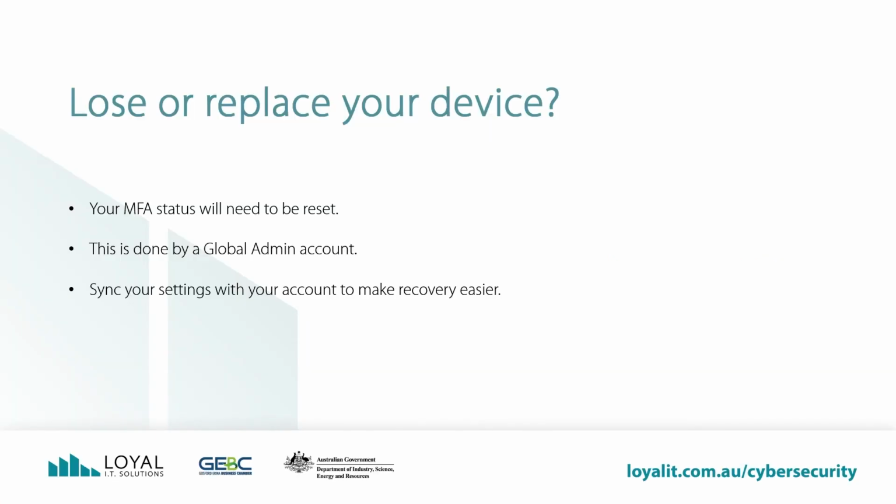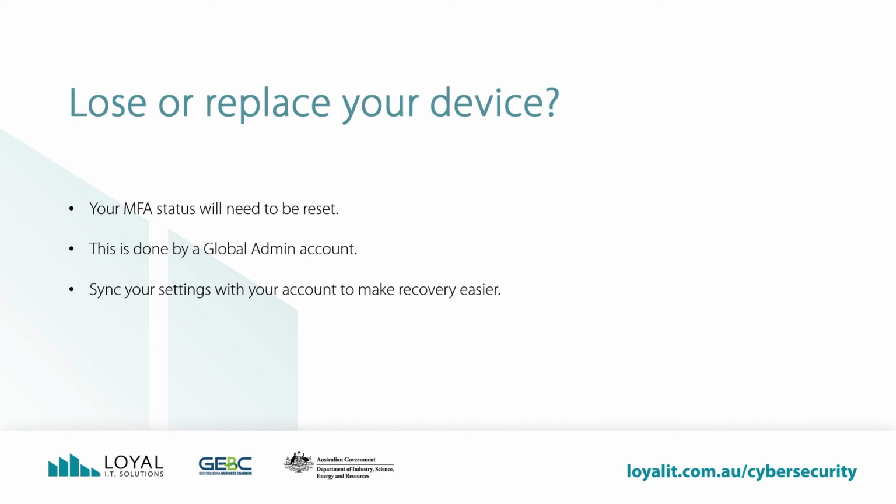Now that we've seen how to set it up, what happens if we lose or replace our phones? If you lose or replace your phone without going through the process to update multi-factor authentication on your new device, the multi-factor authentication status will need to be reset. This can be done within the Azure Active Directory portal, or if you supplied a recovery phone number, you can recover the device from there.